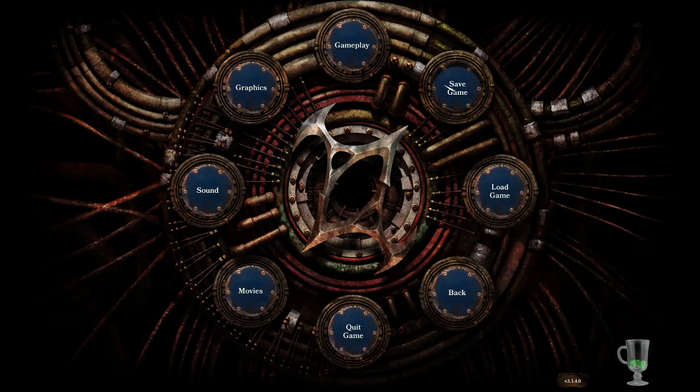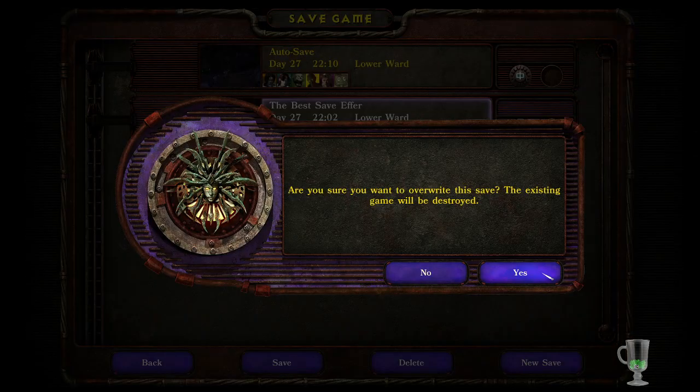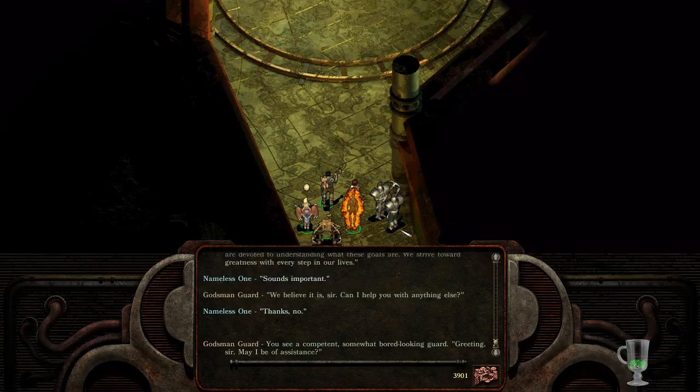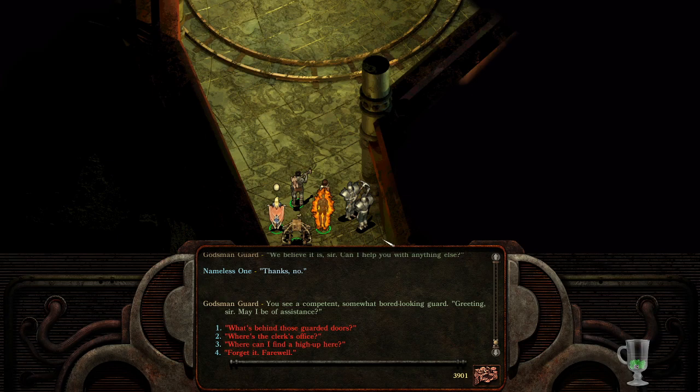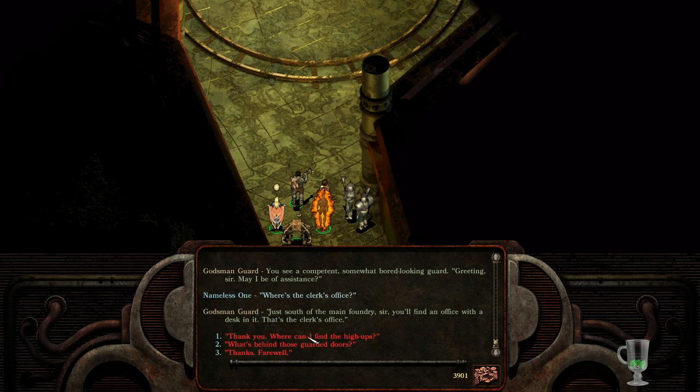Foundry. Sorry, one more save. That's it. The competent, somewhat bored-looking guard. Greetings, sir. May I be of assistance? What's behind those guarded doors? Where's the clerk's office? Just south of the main foundry, sir. You'll find an office with a desk in it. It's the clerk's office. Thank you.